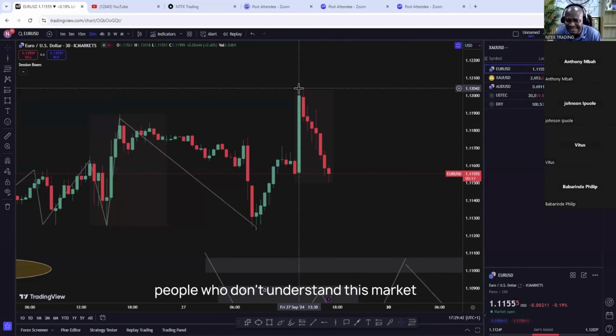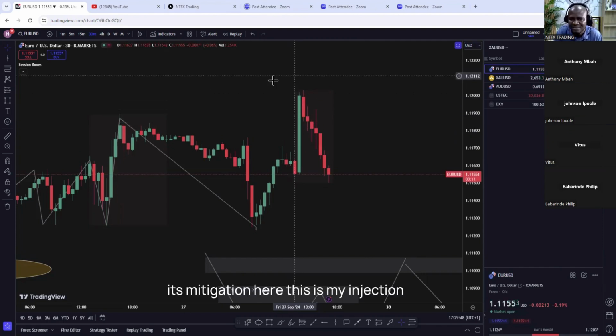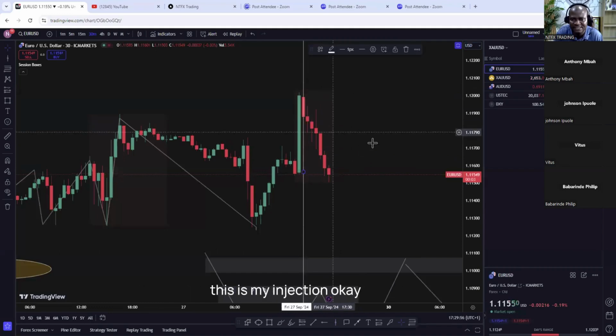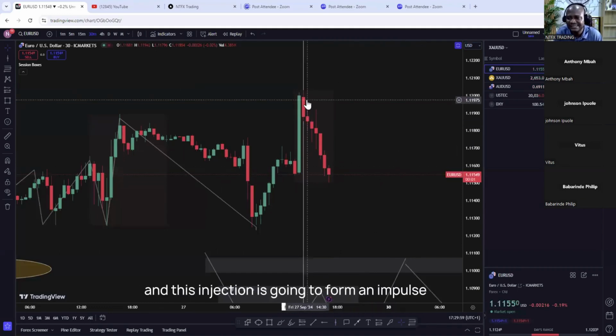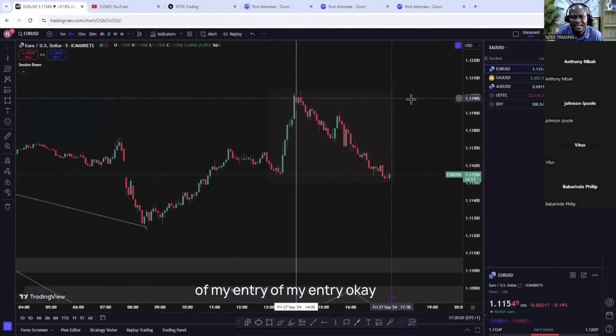People who don't understand this market will think that this is an impulse for a buy. I don't think so. It's a mitigation here. This is my injection. Watch out. Watch me do something. This is my injection, and this injection is going to form an impulse of my entry.